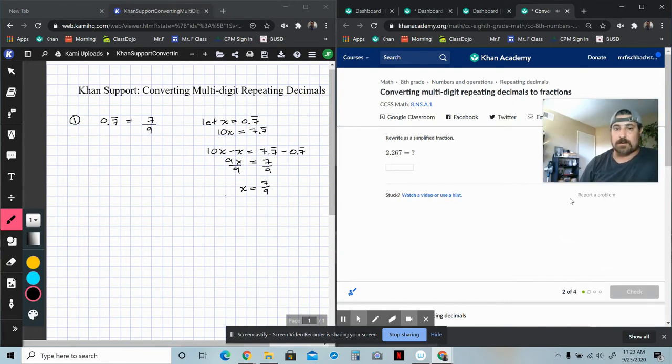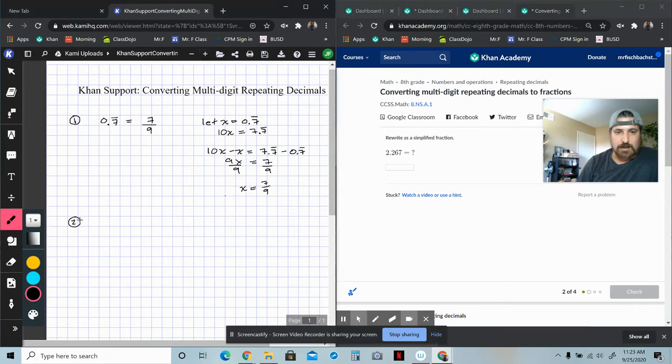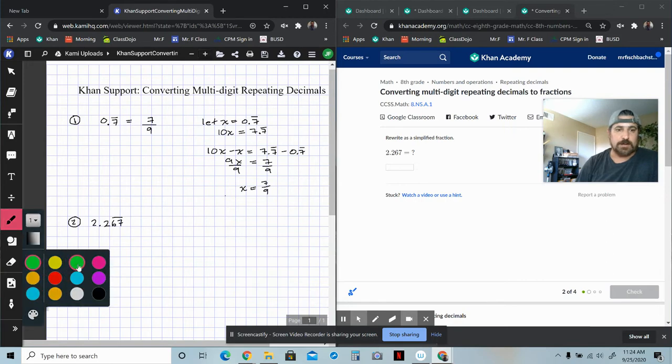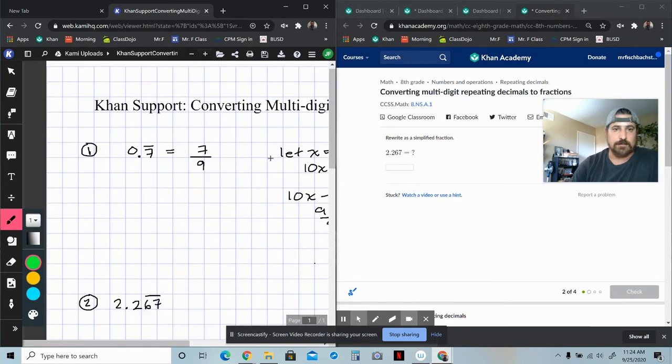Okay, this one's harder. This is a harder problem. So for problem number 2, there's a couple of ways you can do it. The first way is going to be my way, and then I'll let you see the Khan way as well, the algebraic way. If you're doing it my way, what I like to do is use what I already know, the patterns I already know. So what I would do here is, let's zoom in, make it even clearer for us to see.